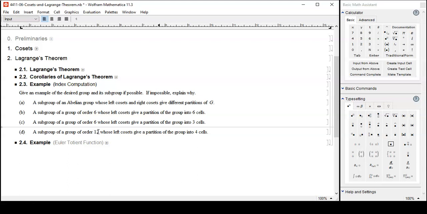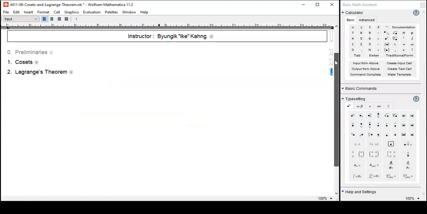Similar problem here: a group of order 12 and a partition into 4 cells. Is this possible? 12 divided by 4 is 3, so yes, it's going to be possible. If you begin with a subgroup of order 3, then 3 times 4 is 12. Yes, it'll work. So think about an abelian group of order 12 and a subgroup of order 3. And then after that, a little bit bigger challenge, think about a non-abelian example.